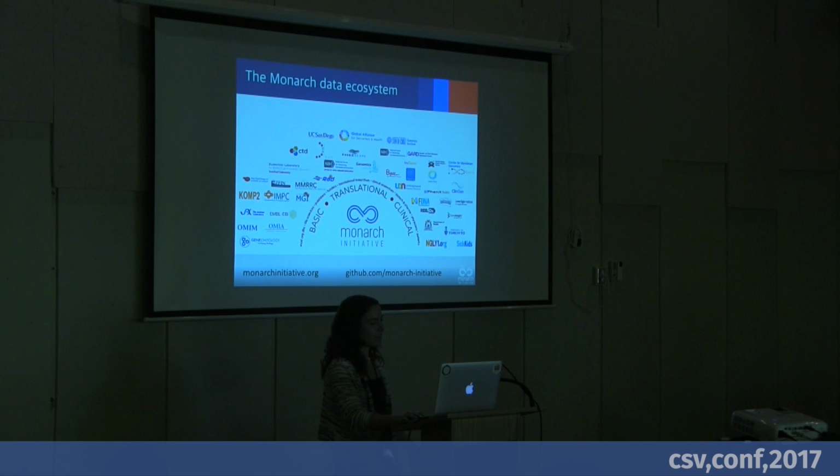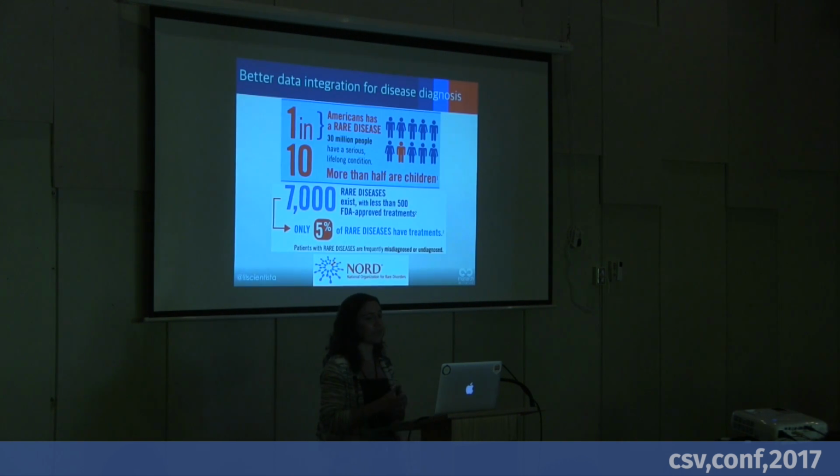And I say rare diseases, and you think it might be a small problem, but rare diseases actually affect a lot of people. On average, 1 in 10 Americans has a rare disease, which comes out to about 30 million people in America alone, and about 7,000 different diseases. And importantly, only about 5% of these diseases have a known treatment.